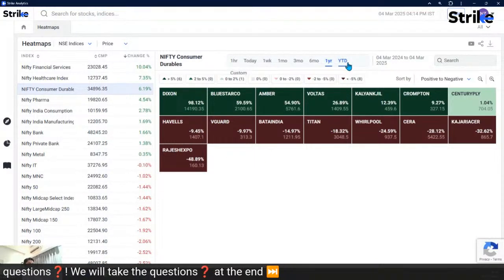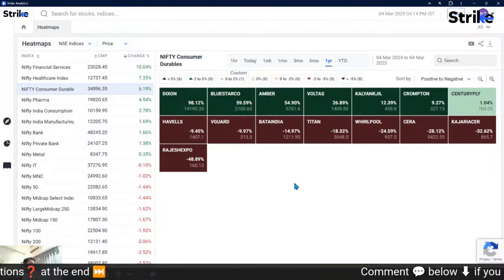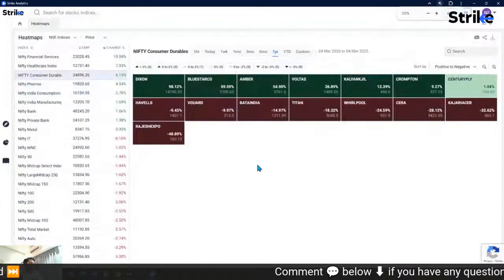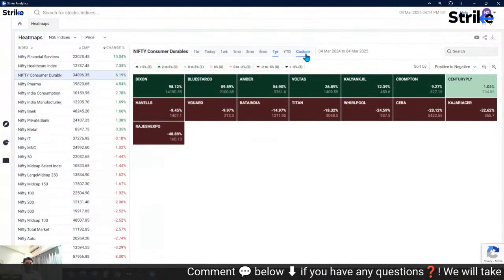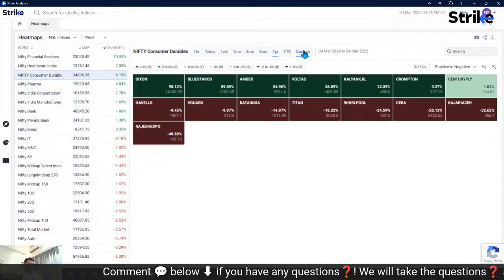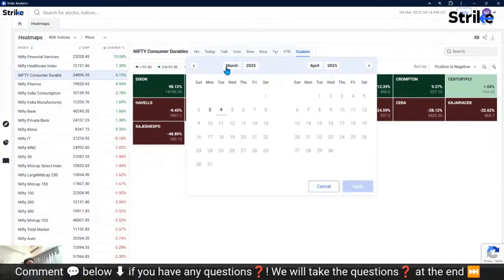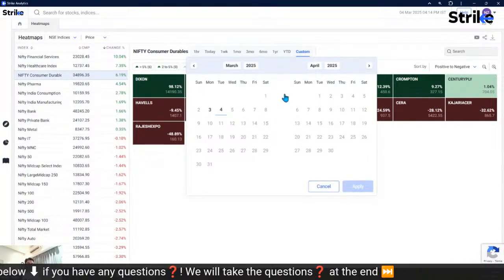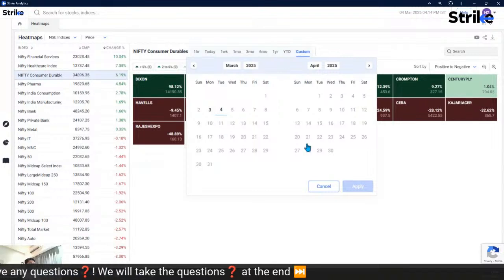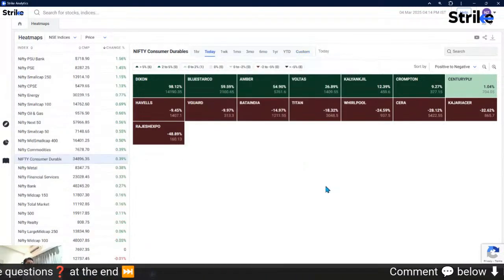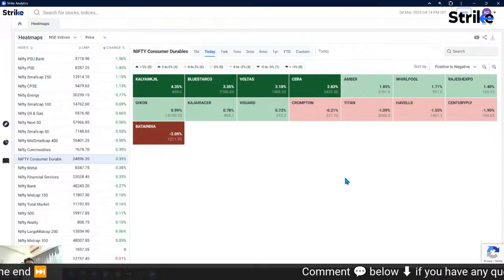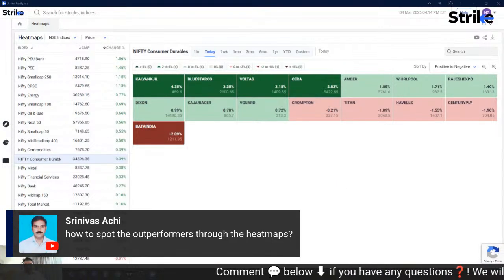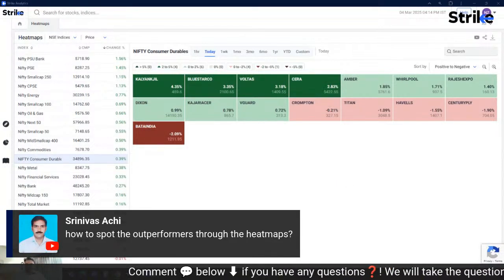And yes, there is one very good option over here. You can see this custom button over here. You can use this custom button and mark your start date and end date. And you can look at which sectors performed and which did not during that period of time.